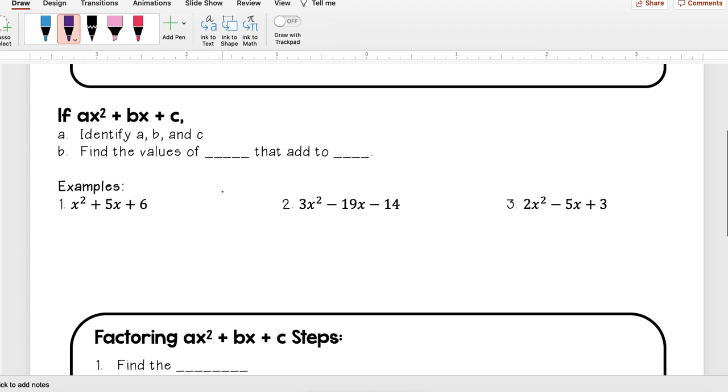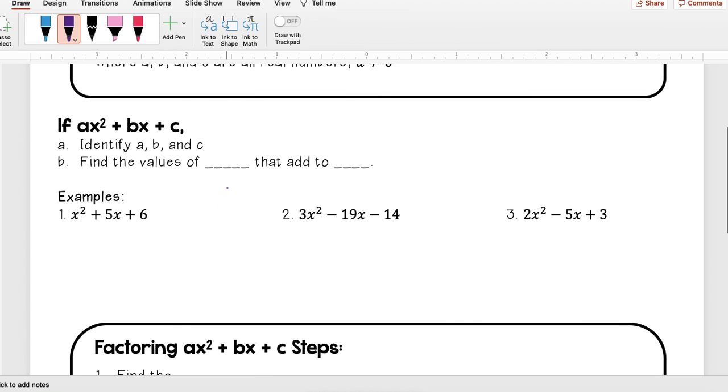So we're first going to do something that we're going to do at the very beginning of our factoring process, but I want to go ahead and just practice just that part for this video. So this says if ax squared plus bx plus c, I want to first identify what my a, b, and c values are. And then I'm going to find the values of AC, and so that's really A times C, that add to B. So if I multiply A times C, I want to find two numbers that multiply to A times C, but then add to my middle B value.